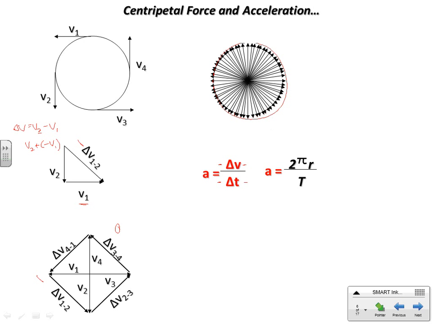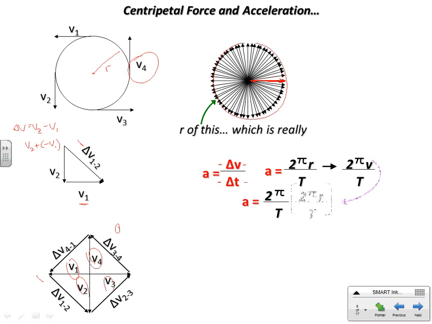Where the circumference of the circle is 2 pi r, and the time it takes is t, except, here's the big deal. The radius of that is not the radius. So here's the radius of an actual circular path. Notice, these vectors are not the radius of the circular path, they're velocities. We use velocity vectors, like v1, v2, v3, v4, to make this circle. So r is really v, and v is really 2 pi r over t, which means that acceleration is 4 pi squared r over t squared.